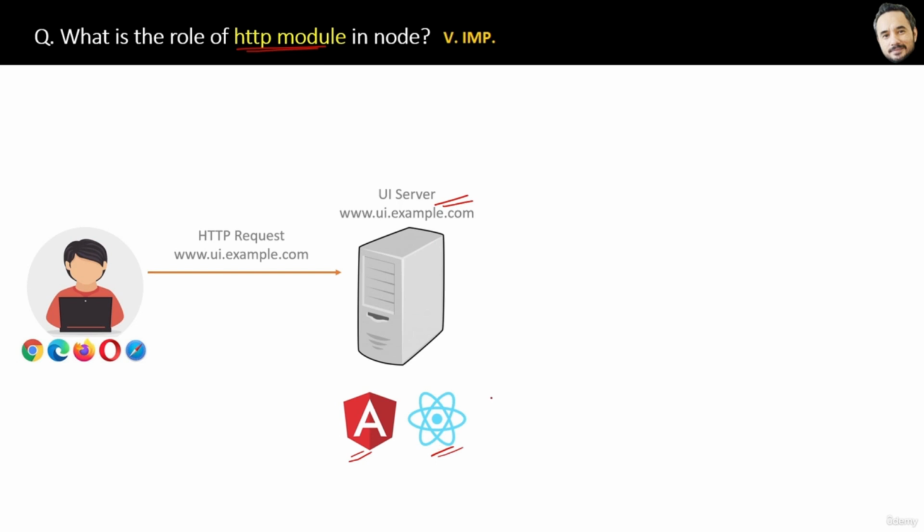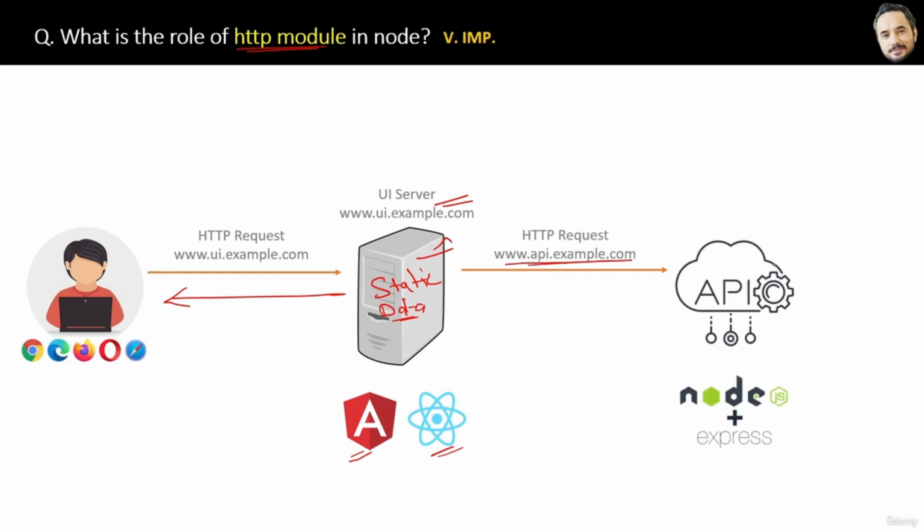Now for static data like images, styles, or for operations on existing data, like if a user does sorting or filtering on the existing orders in an e-commerce application, for these kinds of operations the UI server will do it by itself and send the response back. But if the user is requesting additional data or something important, then the UI server will send the HTTP request with the API server URL to your Node application API.